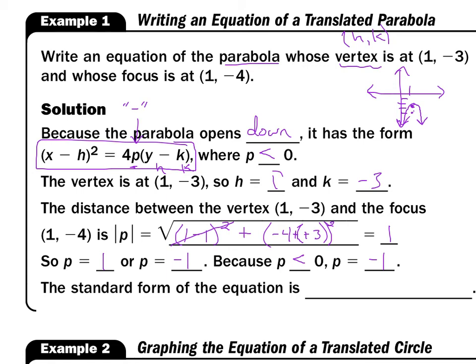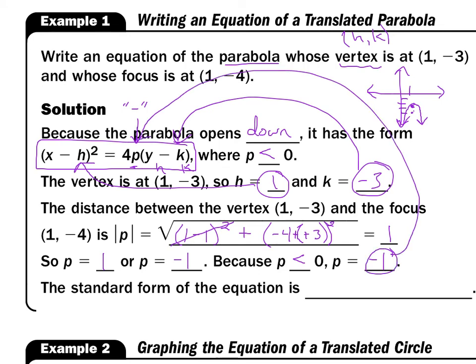So we take our 1 and we plug it in for h. We take our negative 3 and we plug that in for k. And we take our negative 1 and plug that in for p. Okay? And we just simplify and rewrite. So we get the quantity (x minus 1), because 1 is our h, squared, equals 4 times negative 1 is negative 4 times the quantity (y minus negative 3). Well, y minus negative 3 is y plus 3. And we're done.